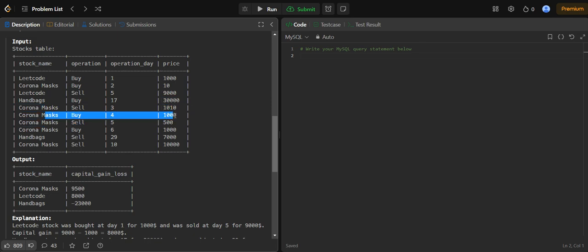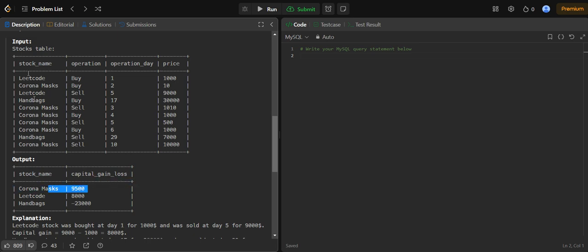Then the second is bought at 1,000, sold at this. So the loss is 5,500. Then this one is bought at 1,000, sold at 10,000, profit is 9,000. So 9,000 plus 1,000, 10,000 minus 500, 9,500. So the capital gain and loss is 9,500.